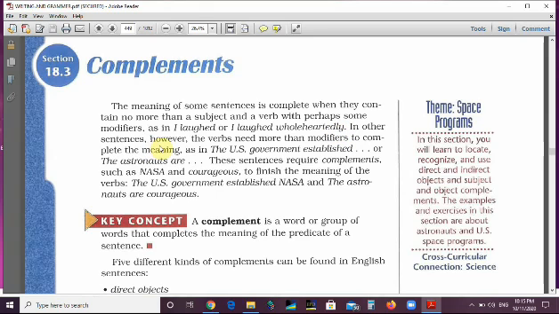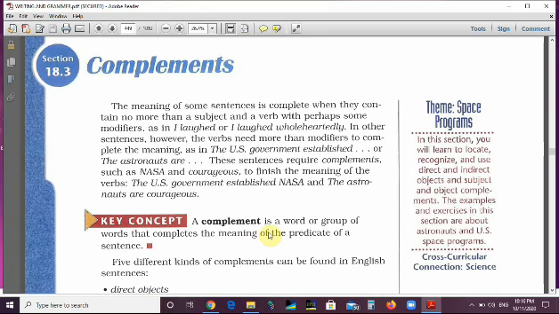In other sentences, however, the verbs need more than modifiers to complete the meaning, as in the US government established what? The meaning is incomplete, or the astronauts are. These sentences require complements, something to complete the meaning, such as NASA, the US government established NASA, and the astronauts are courageous, to finish the meaning of the verbs.